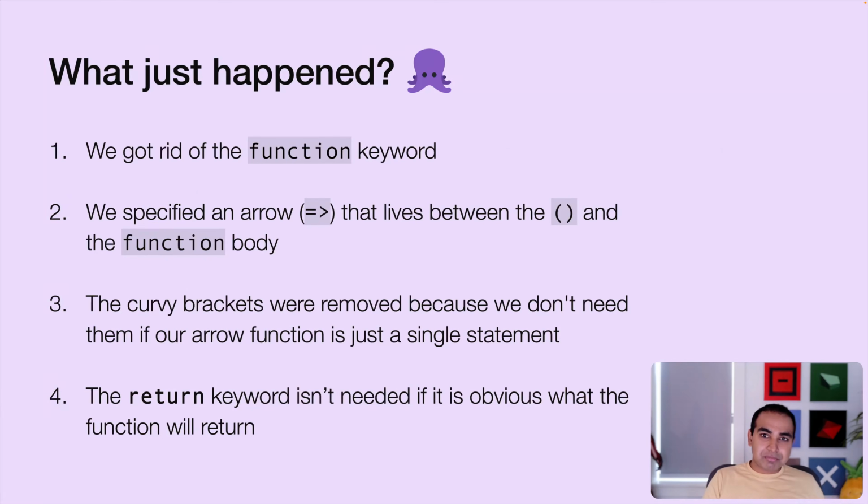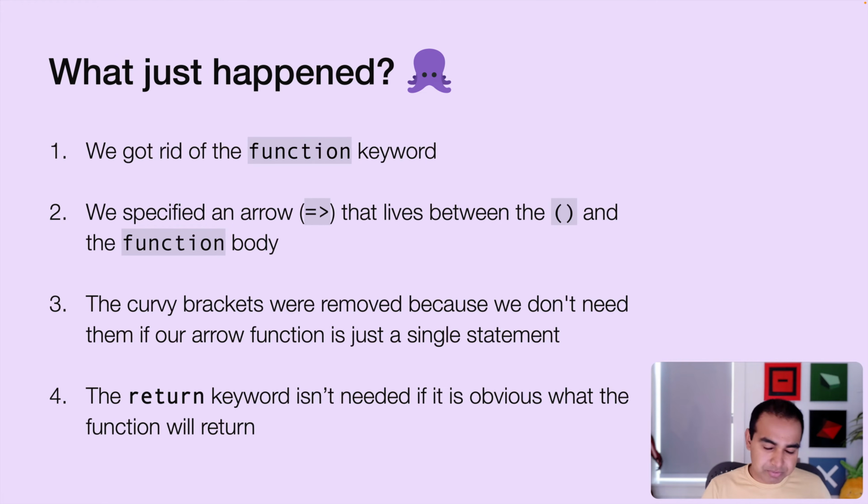So just to summarize what just happened here, we got rid of the function keyword, we specified an arrow, and that arrow lives between the parentheses and the function body itself, what our function is doing. The curvy brackets can be removed, especially if our arrow function is just a single statement, and the return keyword isn't needed if it's obvious what the function will return.